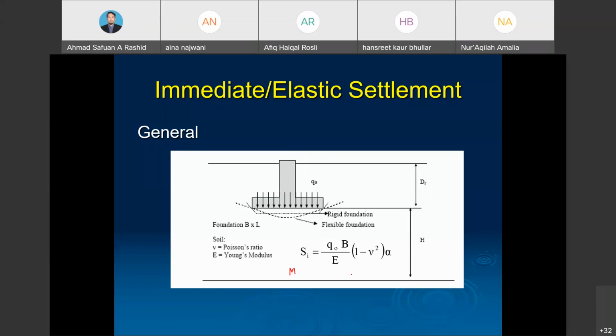Okay. So saya nak tanya awak balik, awak ingat tak ni? Q ni represent apa?